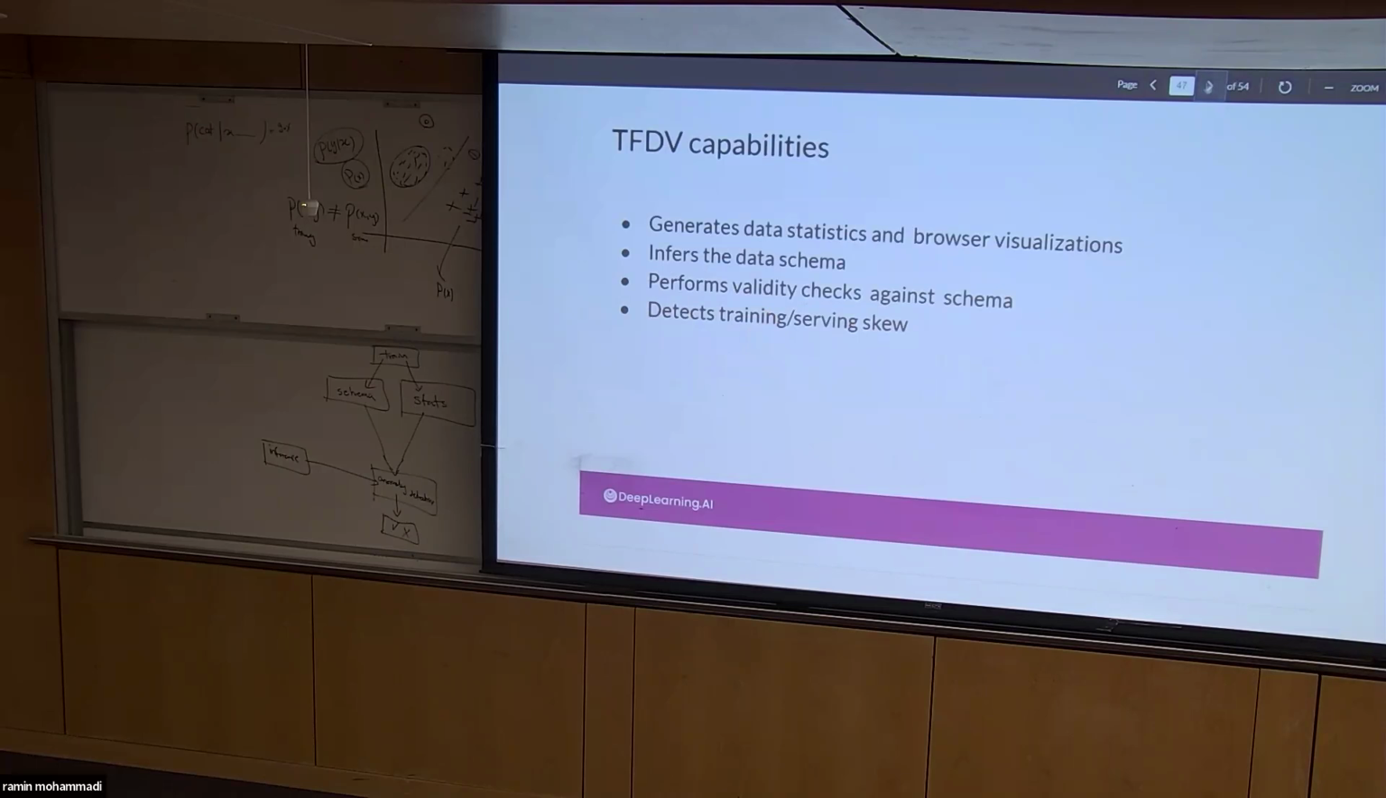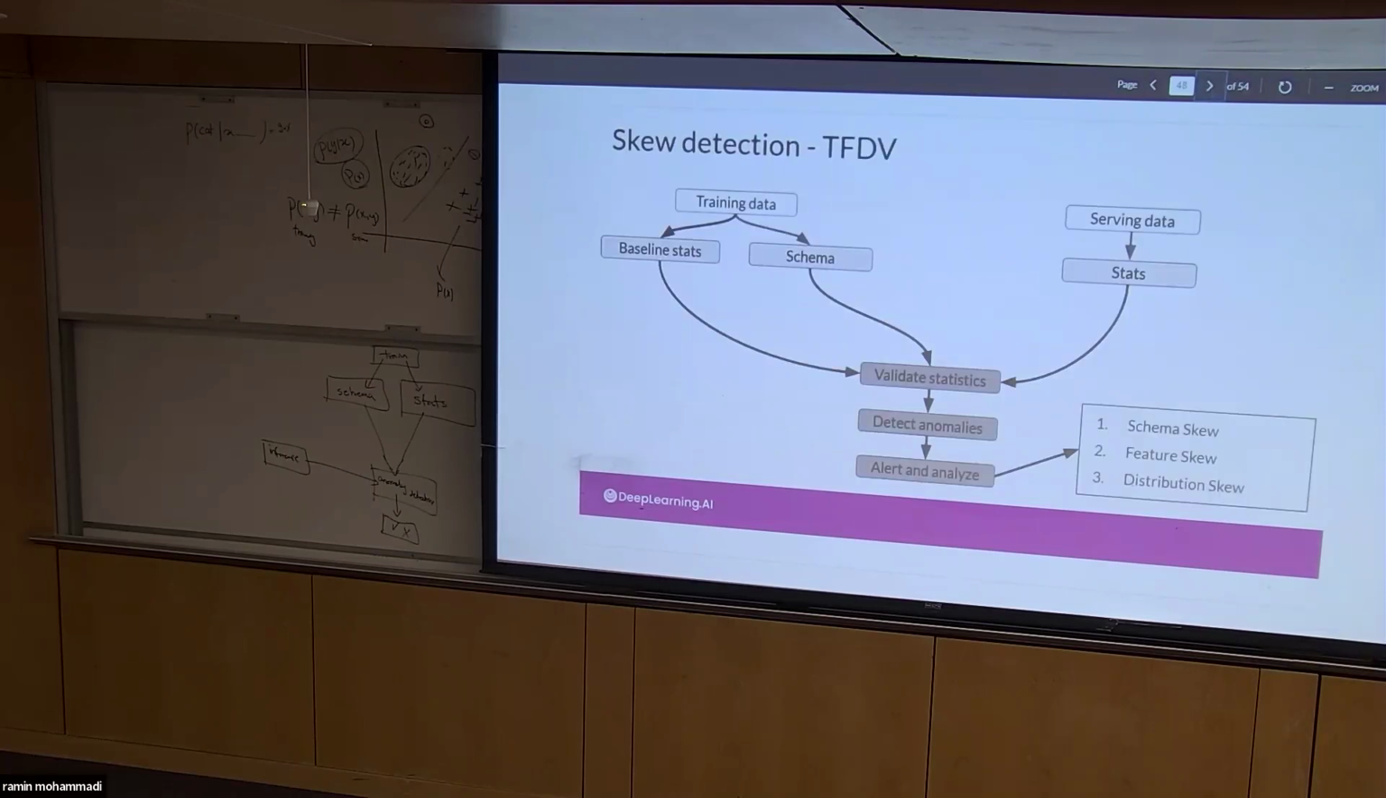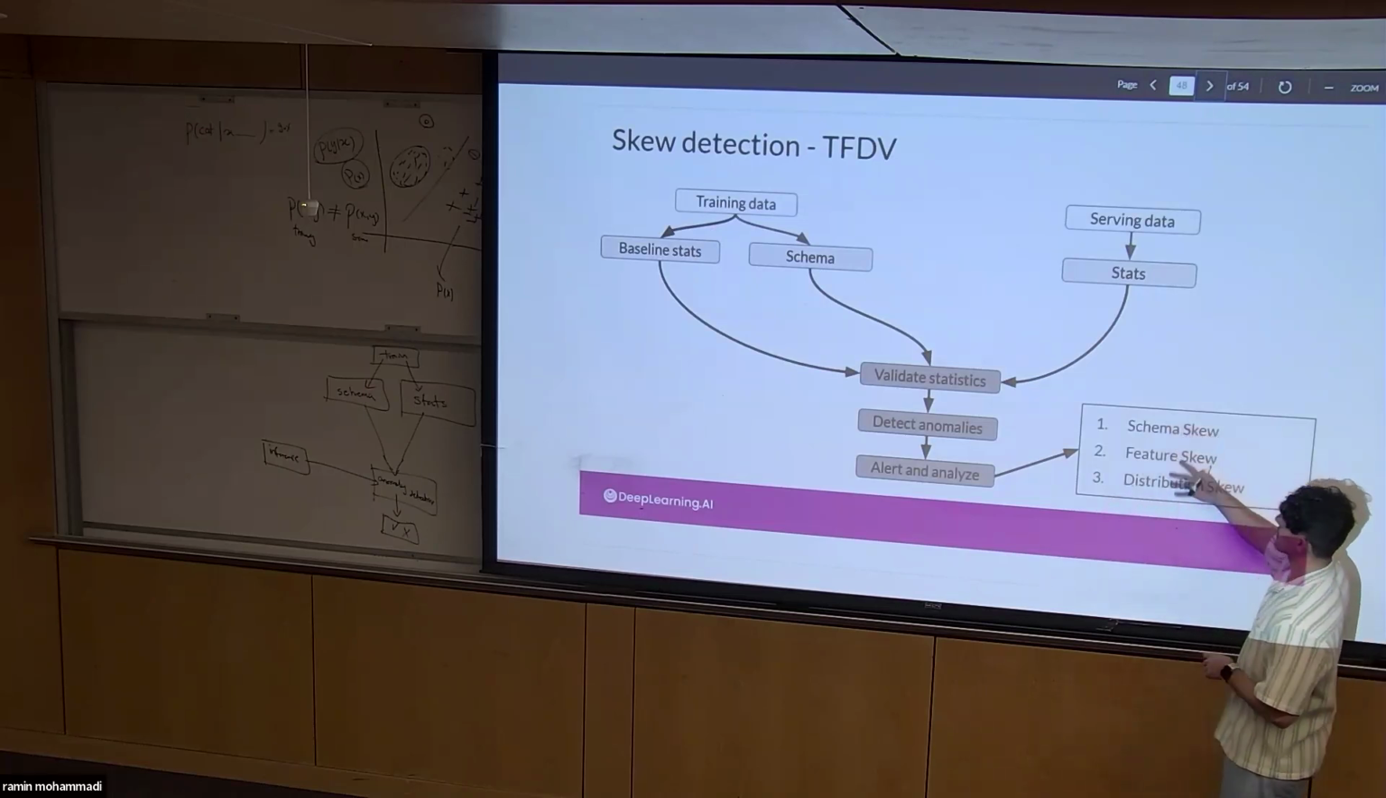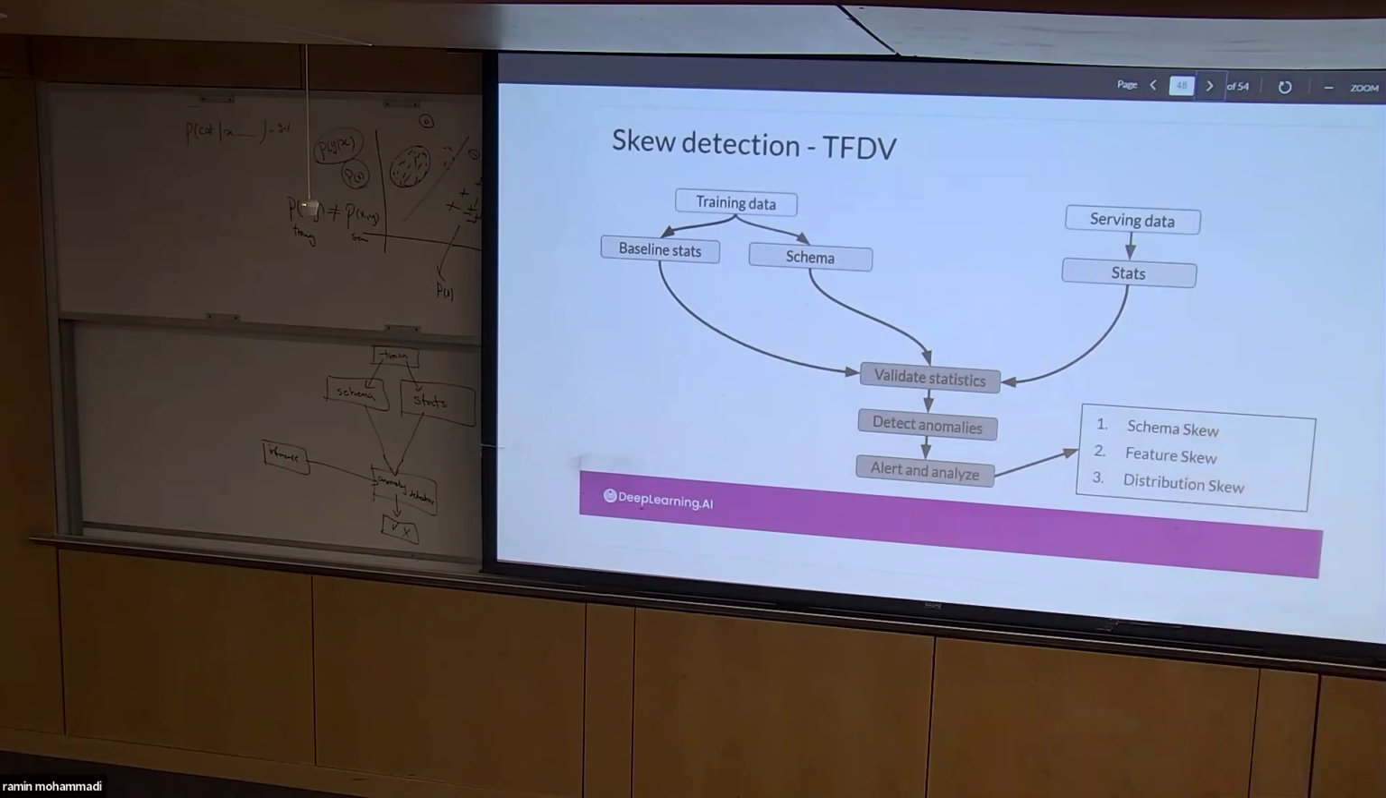But let's go here. If you look at it from the perspective of TFDV, for alert and analysis, it gives you three options: schema skew, feature skew, and distribution skew. Schema skew we talked about is when the schema doesn't match, like a database schema, for example. Then you have feature skew and distribution skew. The distribution skew, we already talked about: the probability of the data doesn't match. Who knows what feature skew is? What could be feature skew?